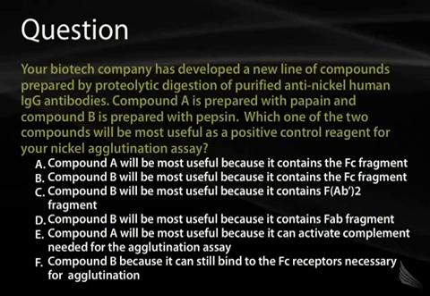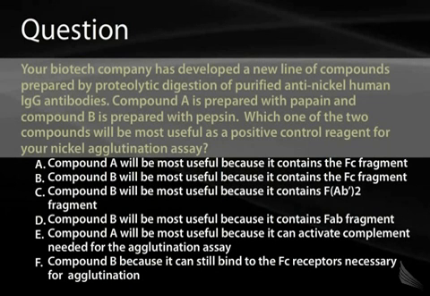So how does it get used in the boards? Here's an example. Your biotech company has developed a new line of compounds prepared by proteolytic digestion of purified anti-nickel human IgG antibodies. Compound A is prepared with papain, and compound B is prepared with pepsin. Which one of the two compounds will be most useful as a positive control reagent for your nickel agglutination assay?